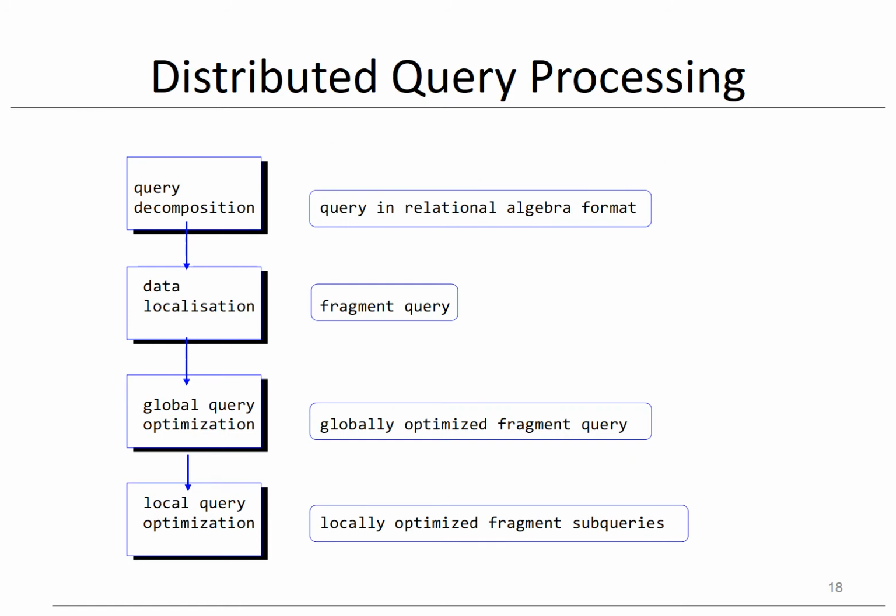Usually, distributed query processing involves 4 steps: query decomposition, data localization, global query optimization, and local query optimization as illustrated here. The first and fourth step also exist in a standalone environment. The second and third step are particular to a distributed setting.